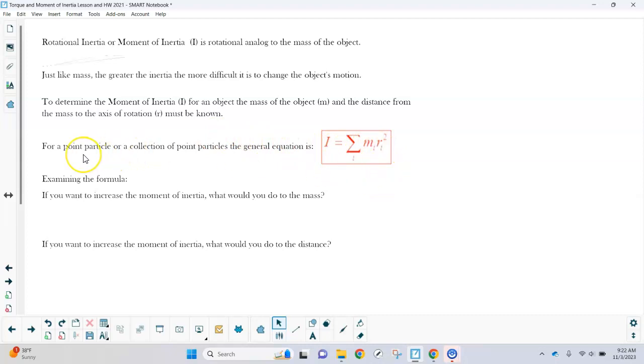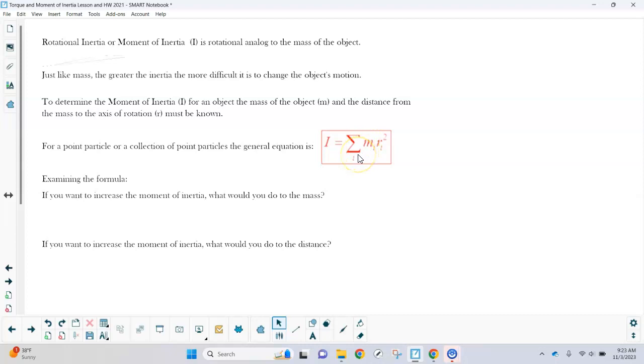So if you just have a particular point mass, then you just do mr squared. If you have many points, like we're going to do a problem with that in a second, you would have the mass at some position squared plus another mass at a position squared. So again, sigma means you just add up. You would find each individual mass at its individual location squared away from the point of rotation, and then you would add all of them together.